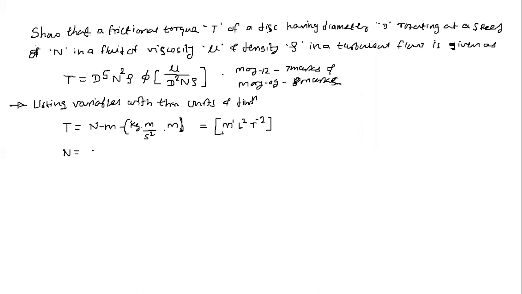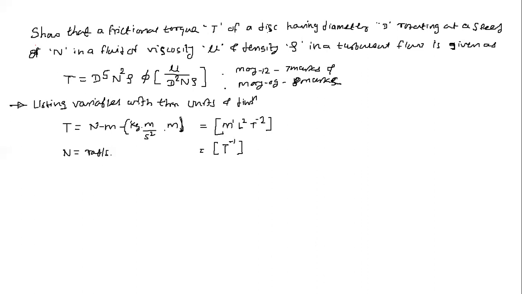Now n has the unit rad per second, radians per second. In dimensional form, it will have the dimension as per second. Second has the dimension of time, so it will be T raised to -1 only. That is for n, the rotational speed. After that, the next one we will go for is d.